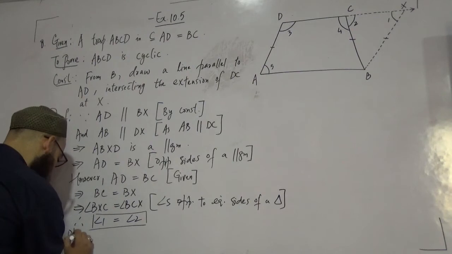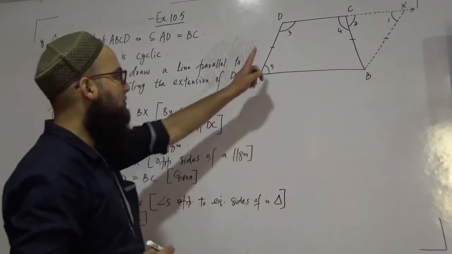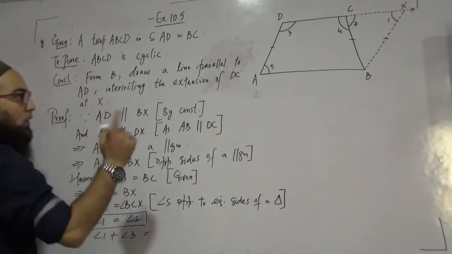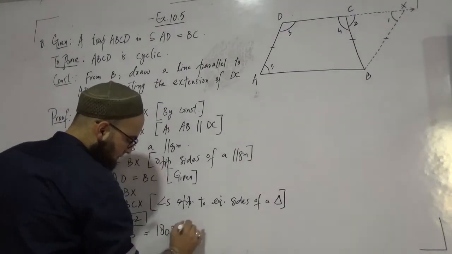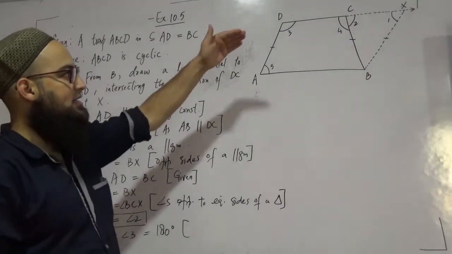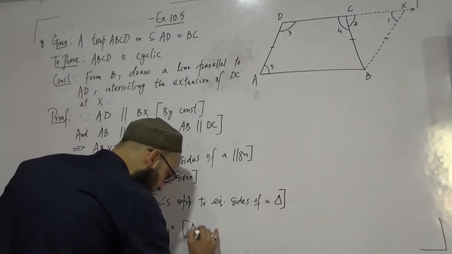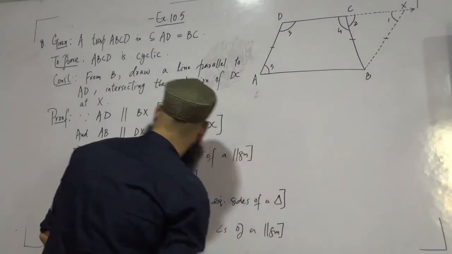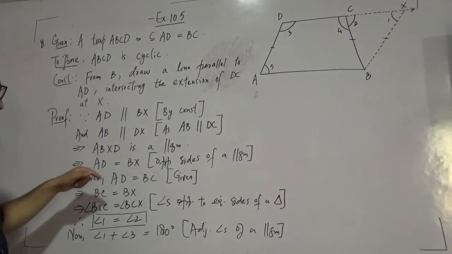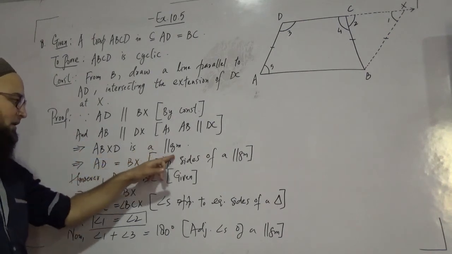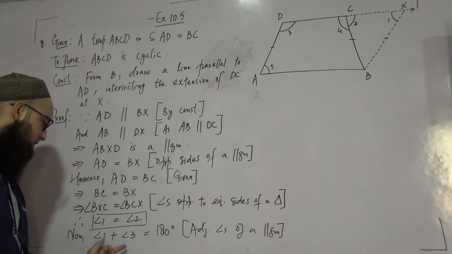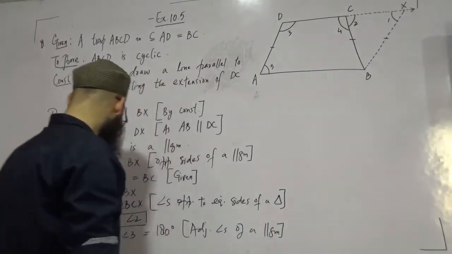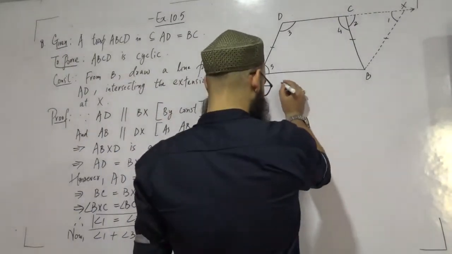Now, angle 1 plus angle 3 is 180 degrees. Why? Because these are adjacent angles of a parallelogram. We just proved that ABXD is a parallelogram, that means adjacent angles of this parallelogram will be supplementary. So angle 1 plus angle 3 is 180 degrees. Then we can come here.